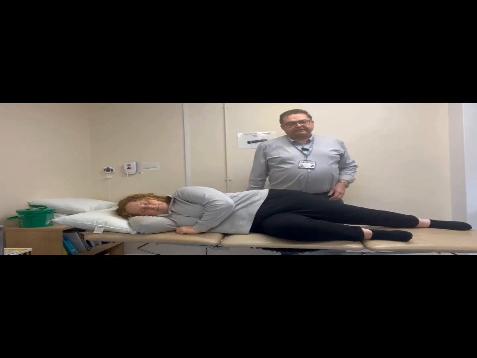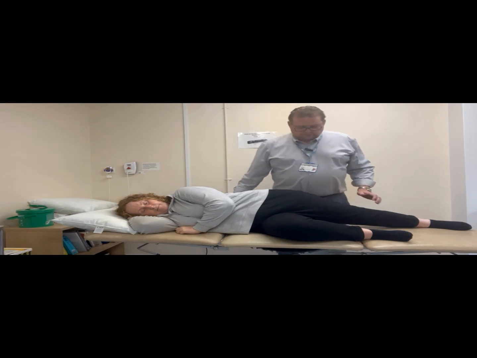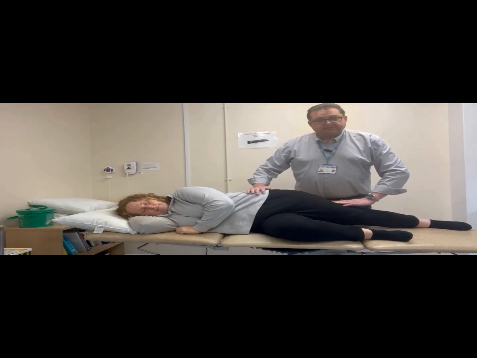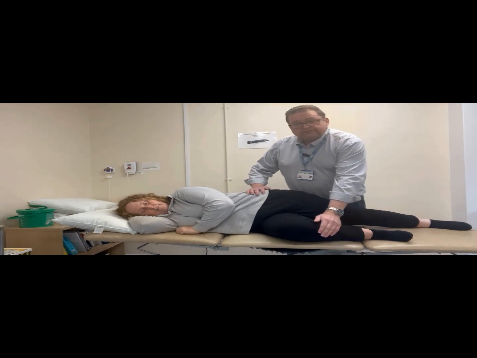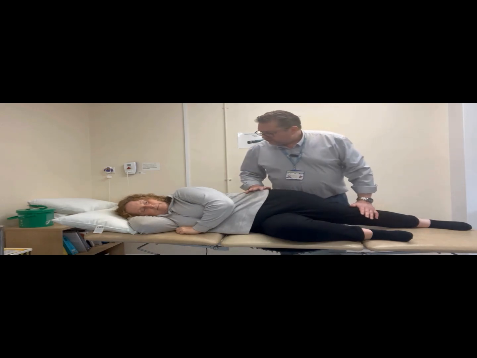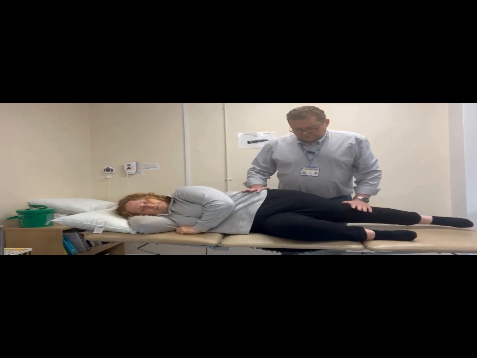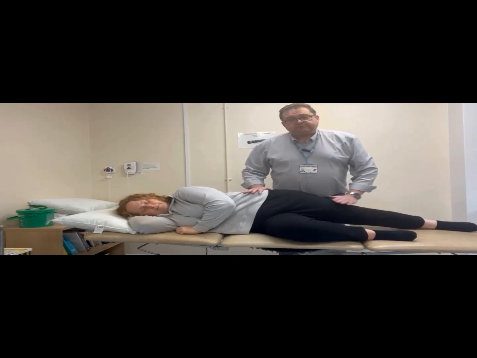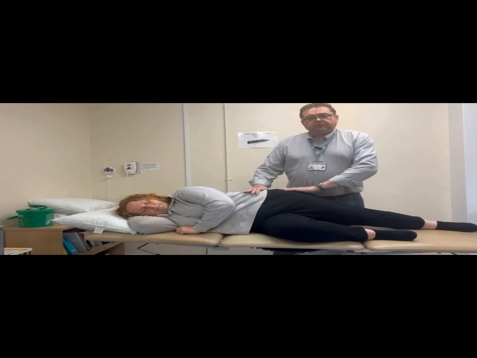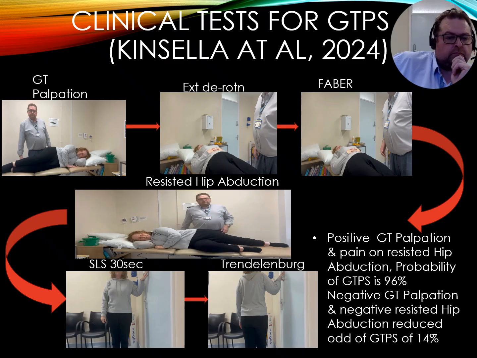The next test is the resisted hip abduction test. So we put the patient into hip abduction side lying, unaffected or untested side out of the way. And then when we say go, I just want you to lift this leg up into the air for me. And then push up and then relax. And a positive is a reproduction of the patient's lateral hip symptoms.